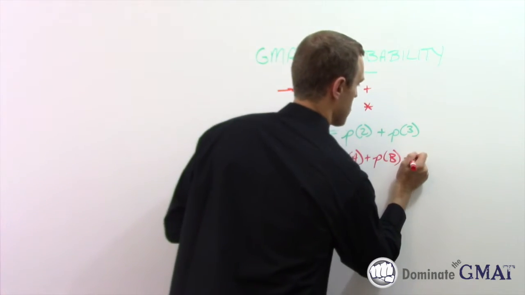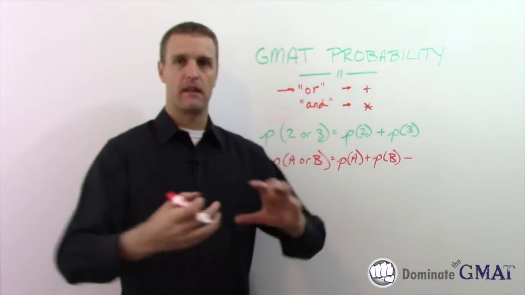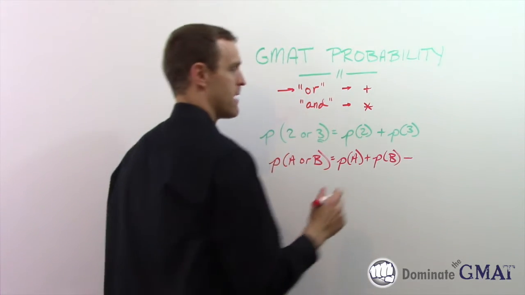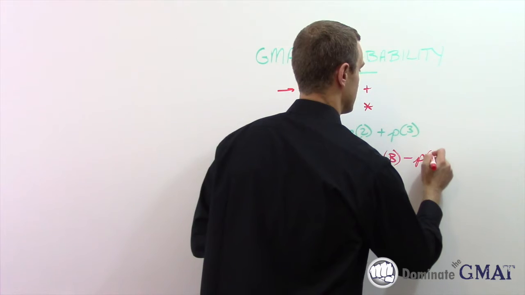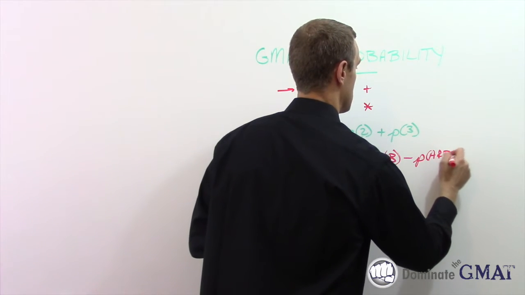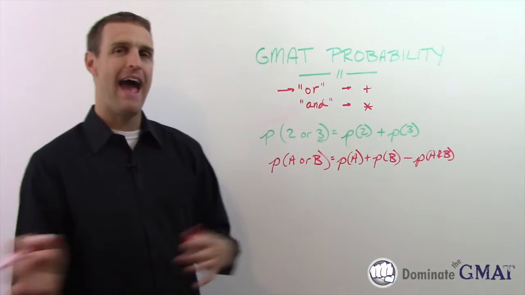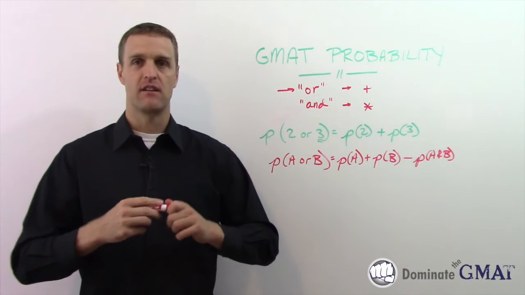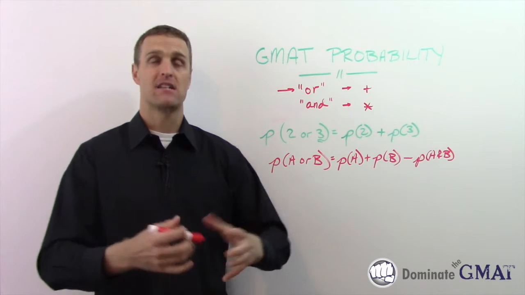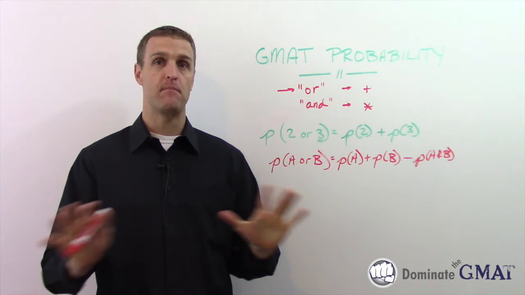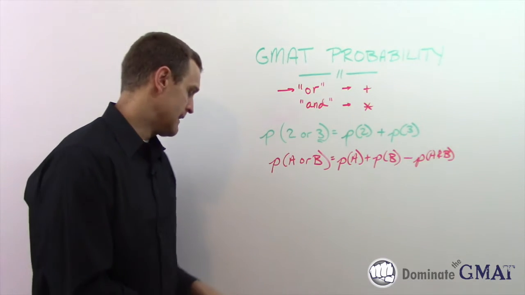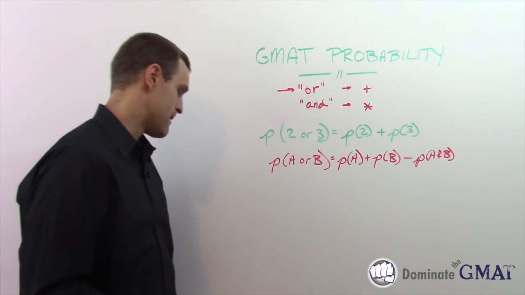minus the probability that you would get both of them together, right? The probability of A and B. We have to subtract out any overlap. We have to subtract out the possibility that we would get them at the same time because that's not what we're talking about. And let me give you an example to illustrate what I mean.